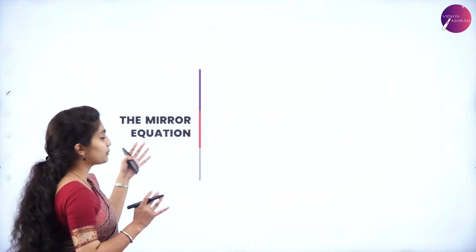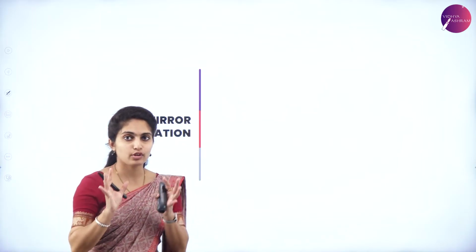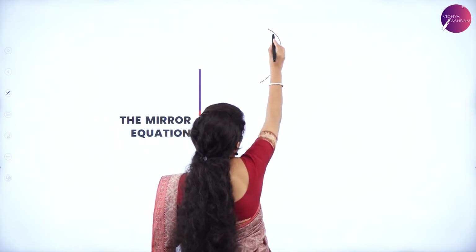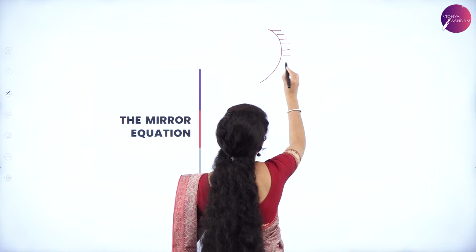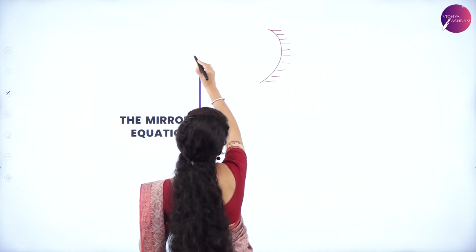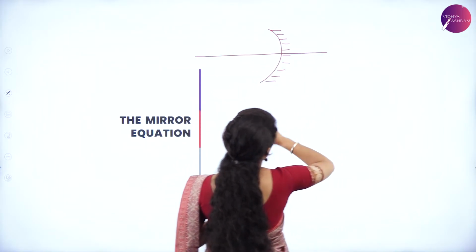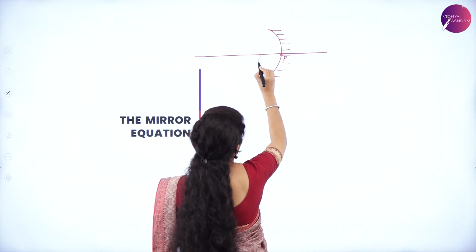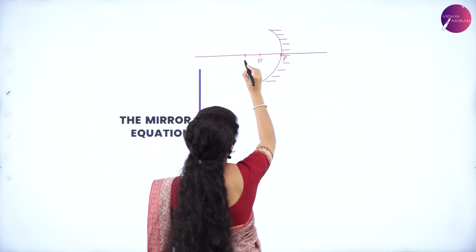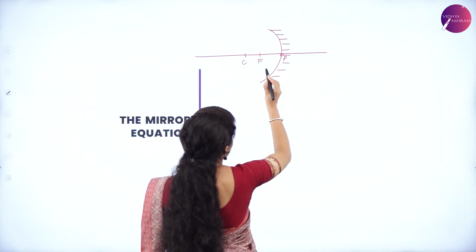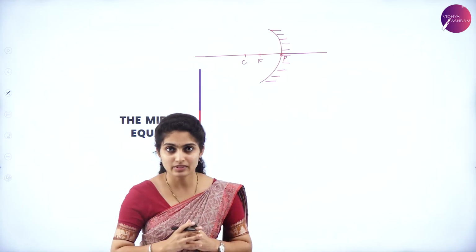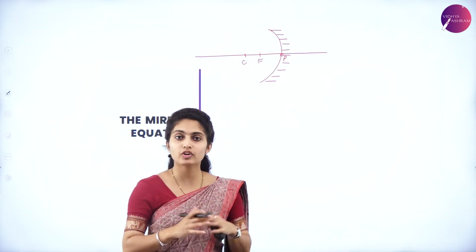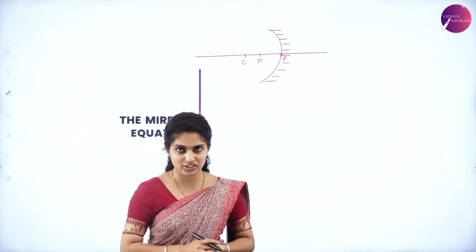In case of this mirror equation, we have to have a mirror and I consider a concave mirror over here. Suppose you have a concave mirror which has a principal axis, and this is said to be the pole. Here you have F, the principal focus, here you have the center of curvature. And now this is a ray diagram. In order to have a ray diagram, I need to have an object because I need to know where exactly the image is placed.